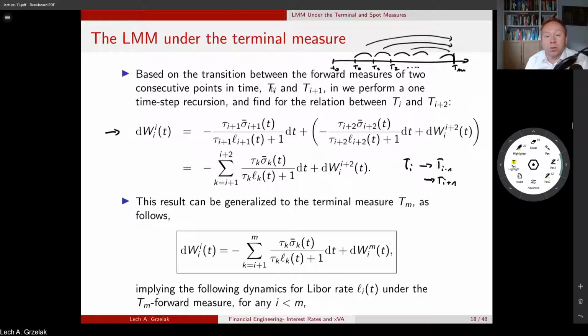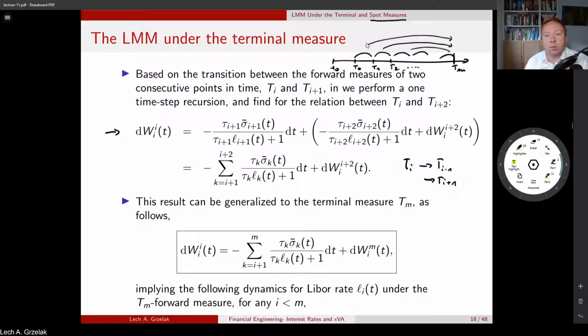And so this is the problem with the terminal measure. This is why in the Libor market model it is a consensus these days to work under the spot measure, unless you have a specified payoff that has to be in the terminal measure, which hardly ever happens. You can always switch between different measures. So if you don't have any preferences regarding the measures, then you should choose the spot measure.